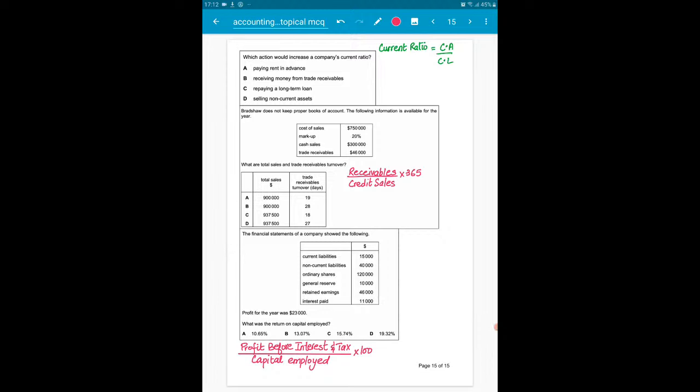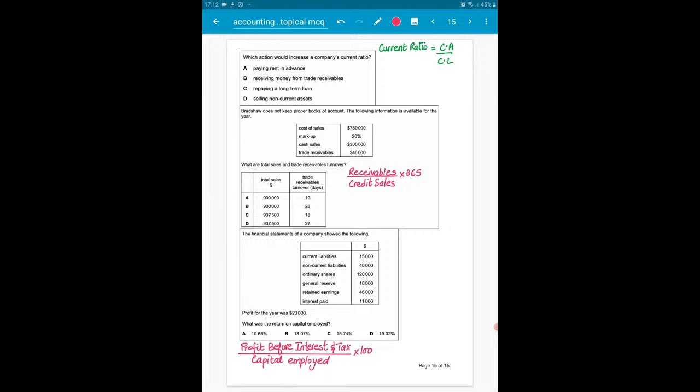So today we have accounting MCQs on the topic ratios. So I'll try to solve as many questions as possible with the explanations of the answers as well as why the other options are wrong.